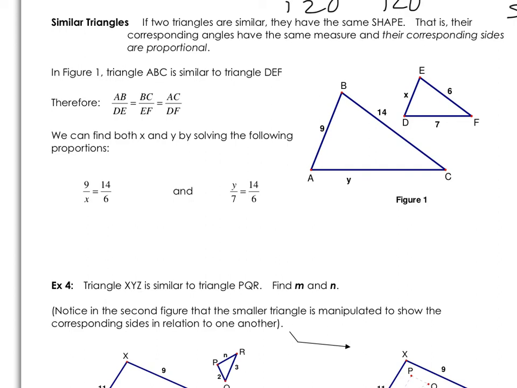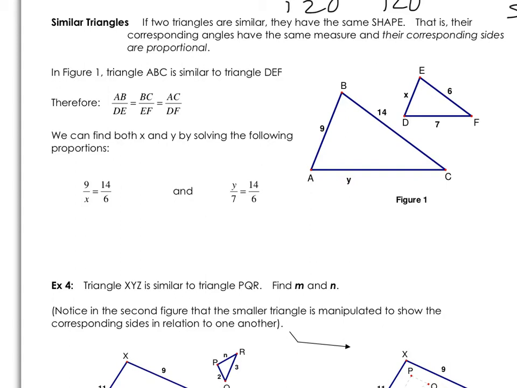Similar triangles. If two triangles are similar, they have the same shape. That is, their corresponding angles have the same measure and their corresponding sides are proportional. So in this figure 1, triangle ABC is similar to triangle DEF. So AB over DE equals BC over EF equals AC over DF.